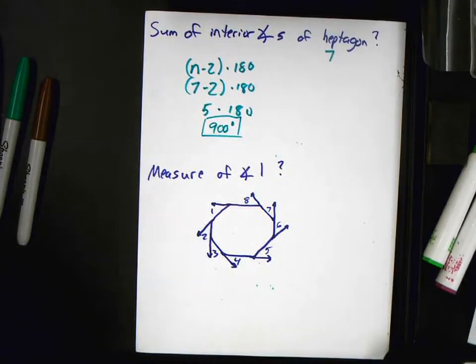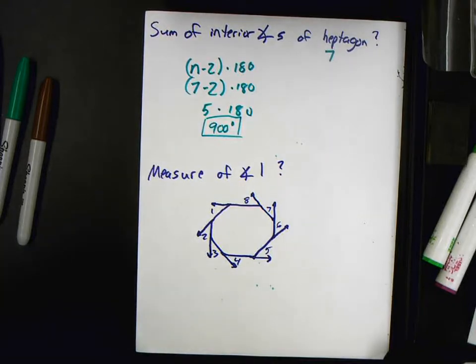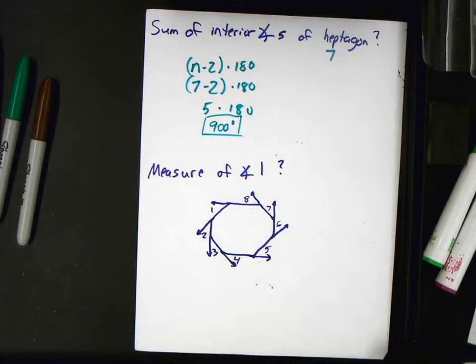Okay? So another example problem may be if it was a regular heptagon, to where all of the angles were equal to the same. What is the measure of one of the angles? And that's where you would take your 900 and divide it by 7, and that would get your answer.